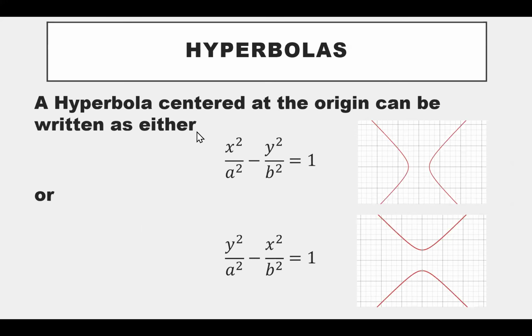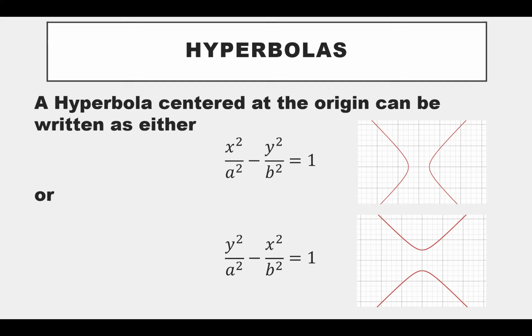Now, if we're in the XY axis and we center the hyperbola at the origin, then we can write a hyperbola one of two ways. Either x squared over a squared minus y squared over b squared is equal to 1, or y squared over a squared minus x squared over b squared is equal to 1.